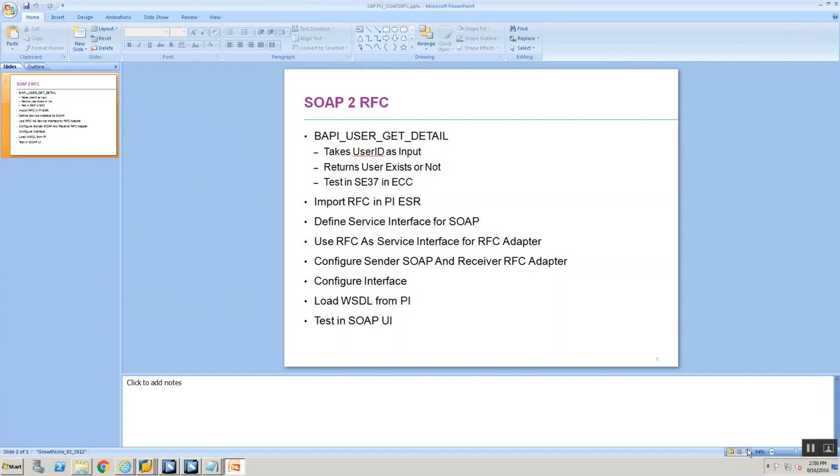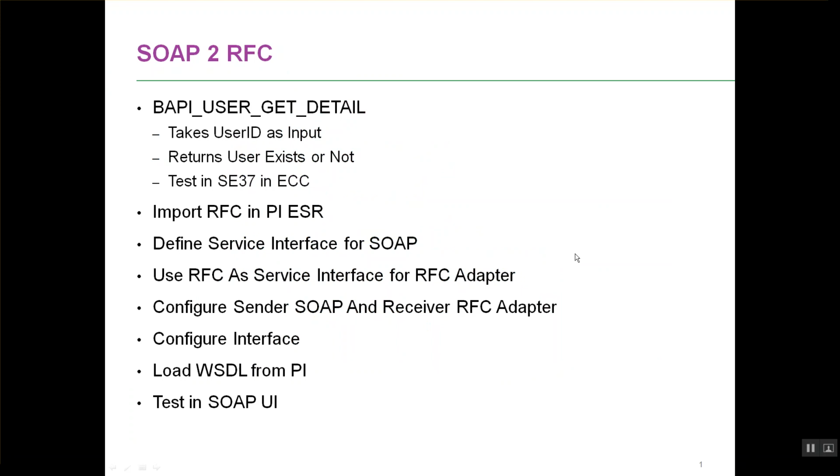Welcome back. The scenario we're going to look at is what we call a SOAP to RFC scenario. What does this mean? We are going to expose an interface in PI such that it becomes a web service. So any web service client like SOAP UI can make the call to PI, and PI is then going to make a call to ECC. Like we did in the previous exercise, where we made a call to ECC using an IDOC, in this case we are going to make a call to an RFC, or a remote function call.